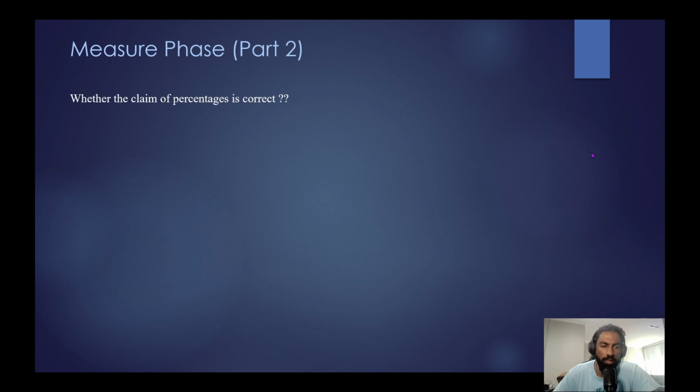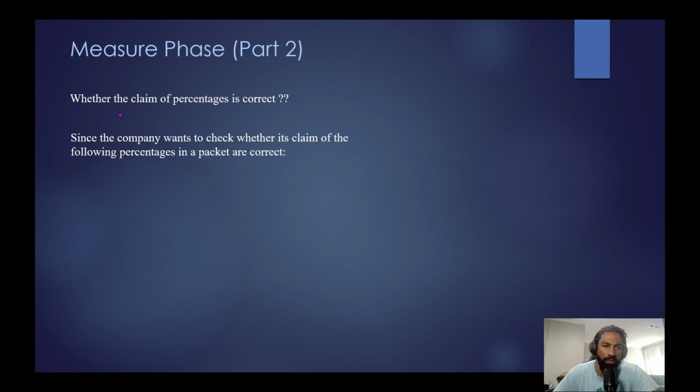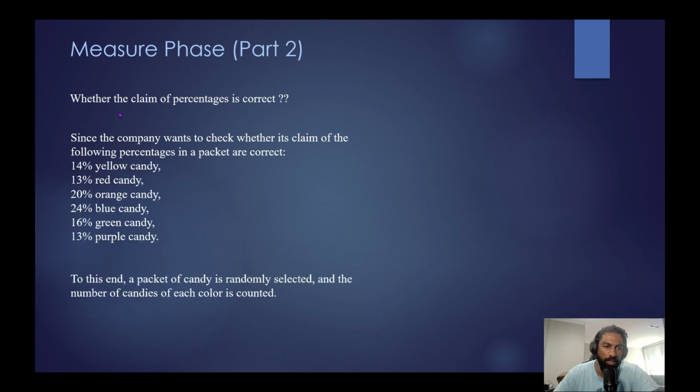Okay, now that we've answered the previous question that the company had, which is if the customer cares for the variety of colors of candies, let's get to the second part of the questions that the company had, which is whether the claim of percentages that it has is a correct claim. So the company wants to check if the claim of following percentages in a packet of candies is correct. Their claim is 14% yellow candies, 13% red candies, 20% orange candies, 24% blue candies, 16% green candies, and 13% purple candies.